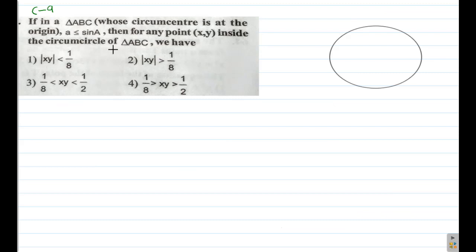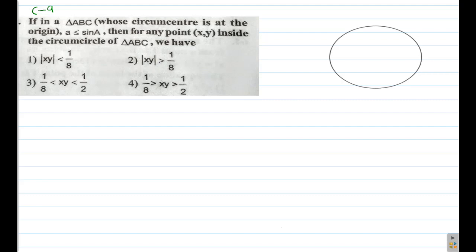Okay students, this is our second problem. If a triangle ABC has its circumcenter at the origin and small a is less than or equal to sin a, then for any point x comma y inside the circumcircle of triangle ABC, some relations are given. We want to establish these relations.